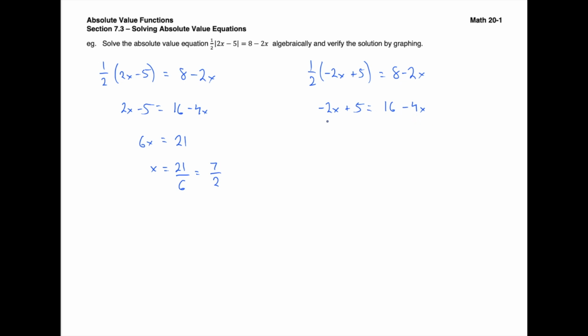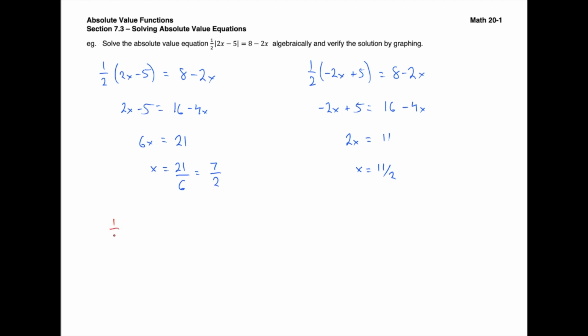So if I add this 4x to the other side, I get 4x minus 2, which is then just 2x. And I can subtract this 5. I get 16 minus 5, which is 11. And so my other potential solution will be 11 over 2. Then I just need to check each of those solutions and see which is correct.